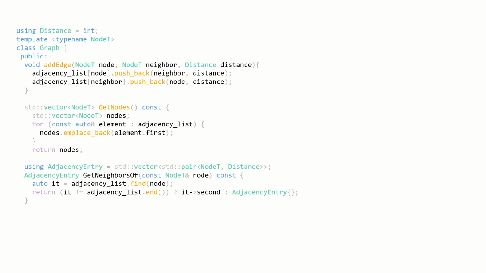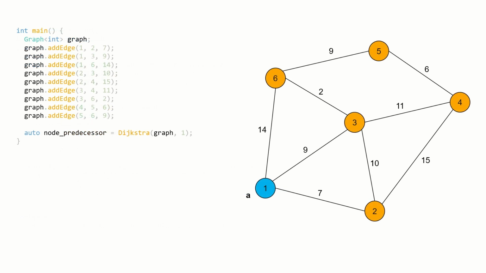Finally, get neighbors of gets as input parameter a node and returns the adjacency entry of that node, which contains the neighbor nodes along with the corresponding distances. And with the member adjacency list map, we have the full implementation of the graph class. Finally, let's have a look at some testing code. In the main function, we create the graph. We add edges, so we build the graph we see in the diagram. And finally, we call our Dijkstra algorithm function.